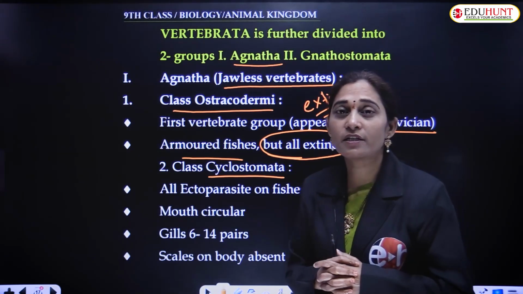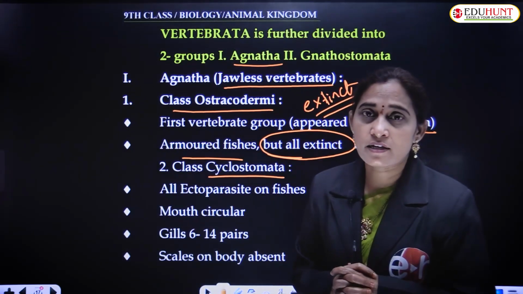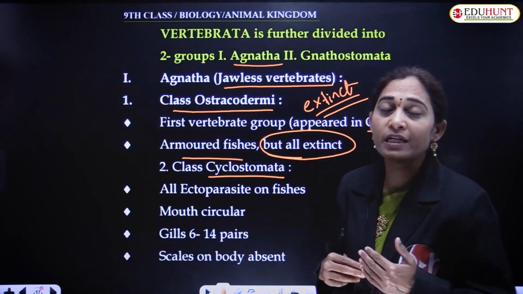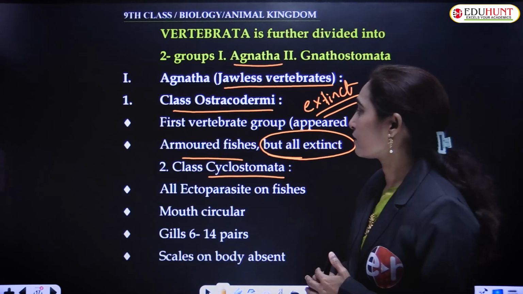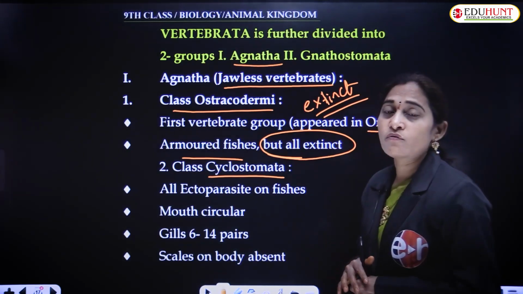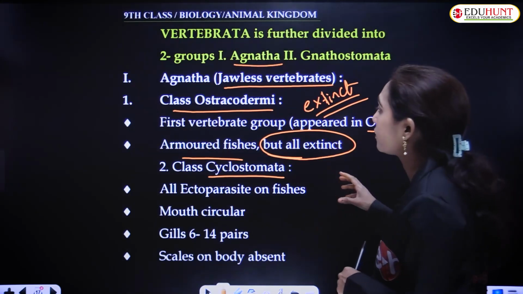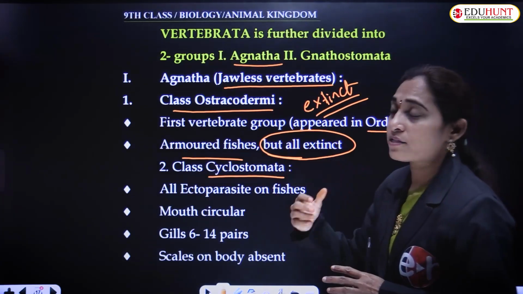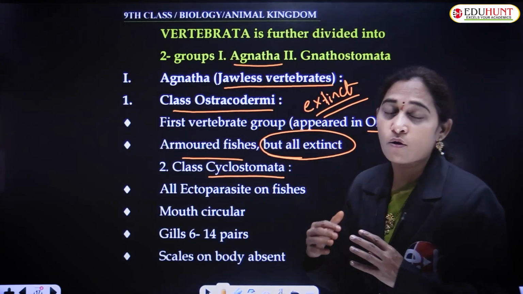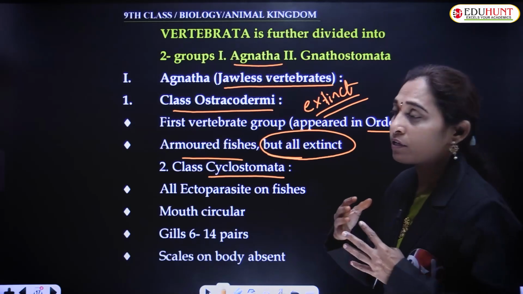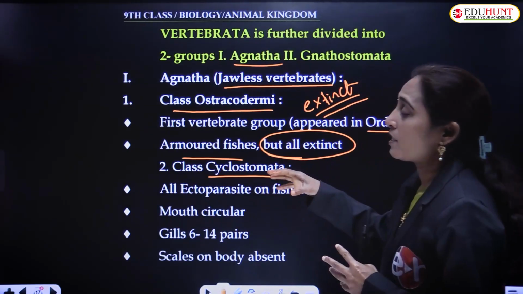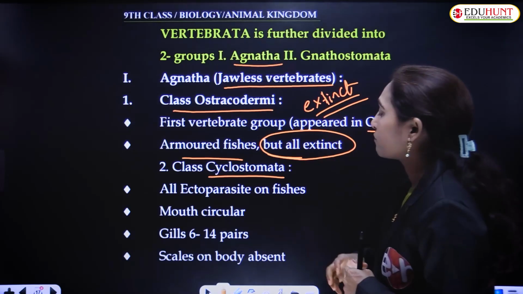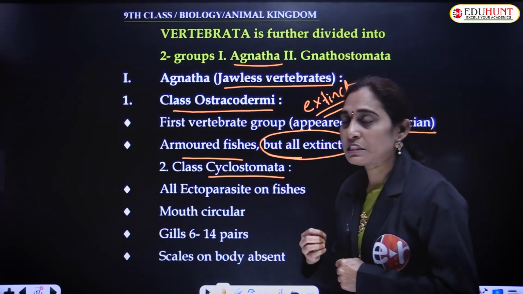As I mentioned in the previous session, the geological time scale is divided into many eras and periods. Under that, Ordovician is a period in which these first vertebrates appeared, and they were extinct also. Now they are not available. The Ostracodermi animals are not present now.